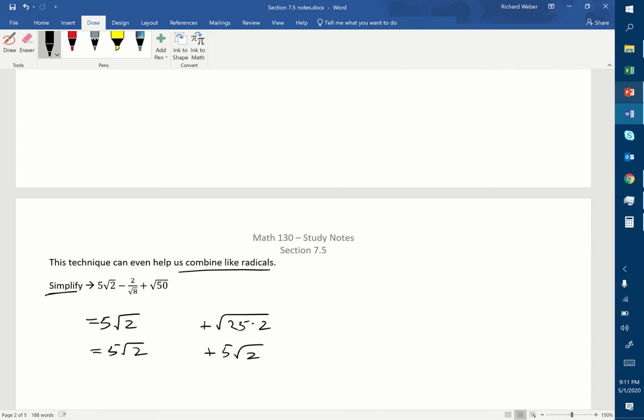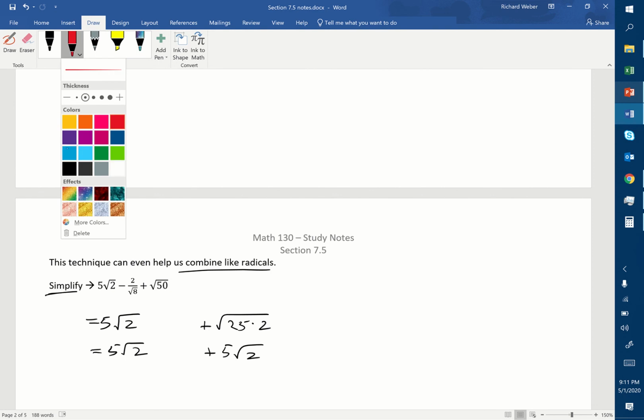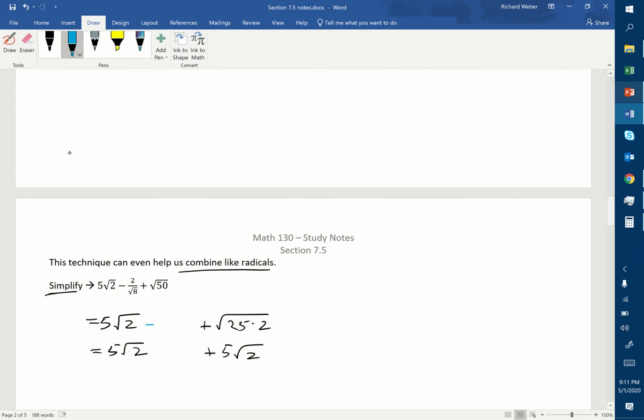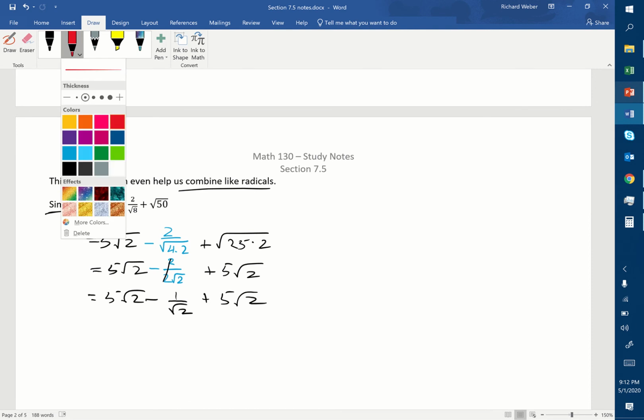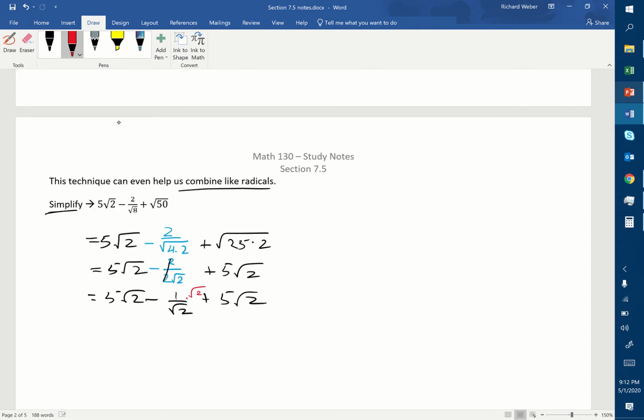This one I also stole from the book. Isn't it cute? But look at this last one. I'll put this in another color maybe. Blue. Okay. So this last one is minus 2 over the square root of 8. I'm going to simplify that as I did before. I'm going to call it 4 times 2. So it's minus 2 over 2 radical 2. And keep working. So I've got 5 radical 2 minus, goodbye 2's, 1 over radical 2, and then plus 5 radical 2. Now I can combine the first and last if I want, but what I'm going to do next is rationalize the denominator using a radical 2.